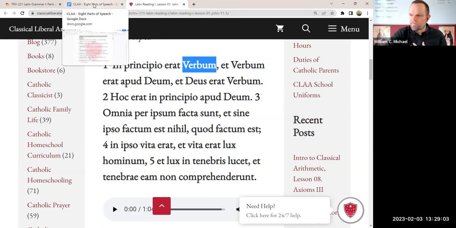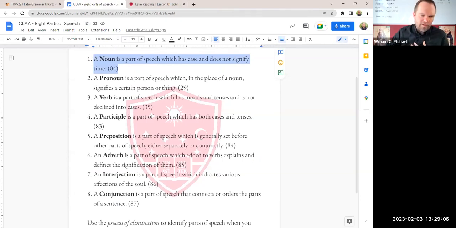The word verbum. So jot that word down, verbum. And we've got to identify the part of speech. So the first thing we have to ask ourselves is, does the word verbum have different forms, yes or no? And it does. It does have different forms, okay? That means it must be one of the first four parts of speech.